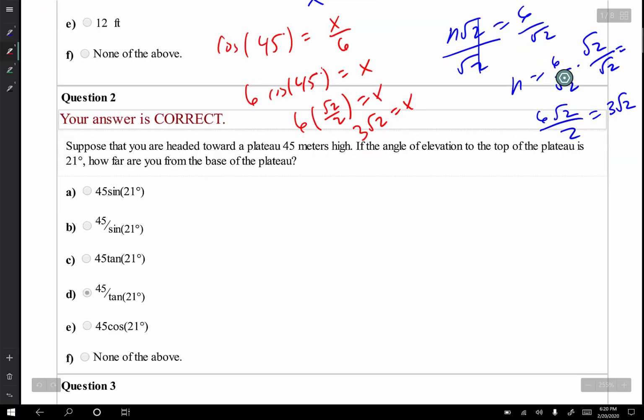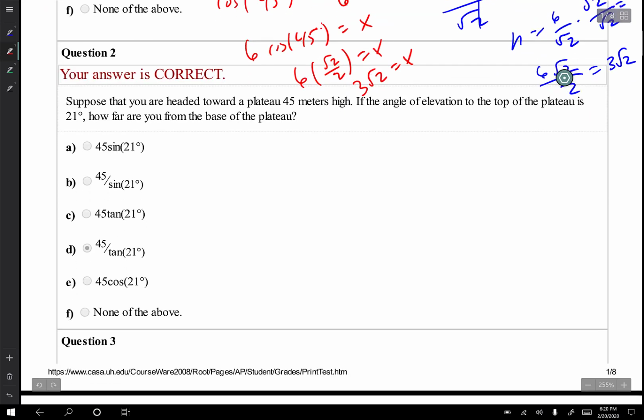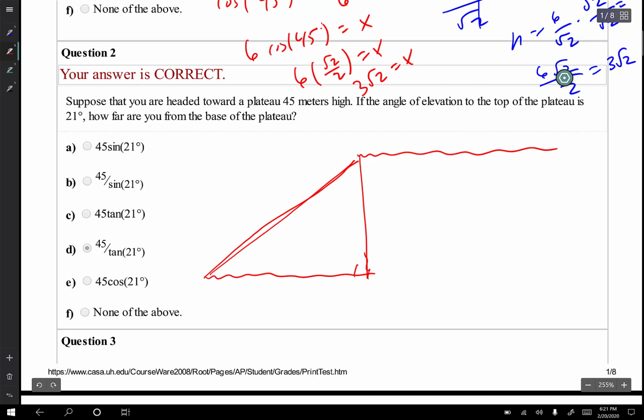Question 2. Sorry, guys. Suppose that you're headed towards a plateau, 45 meters high. So here's my plateau. It's kind of like a cliff. And the angle of elevation to the top of the plateau is 21 degrees, so you're right here somewhere. Here's my right angle. Here's the 21 degrees, not to scale. How far are you from the base of the plateau? So this is 45 right here, and they want this distance.